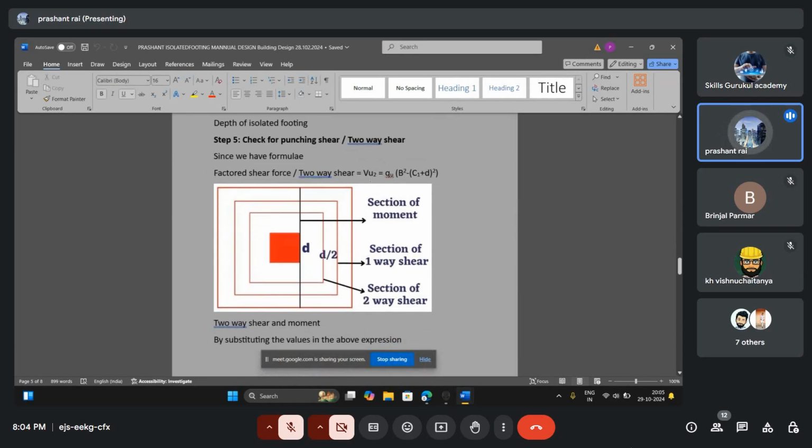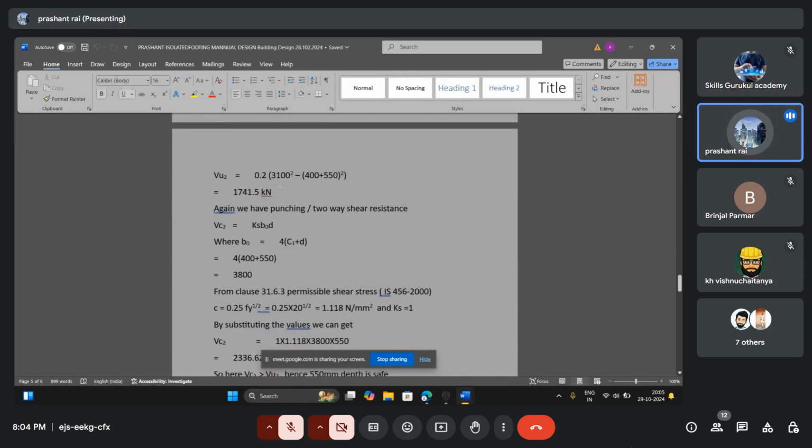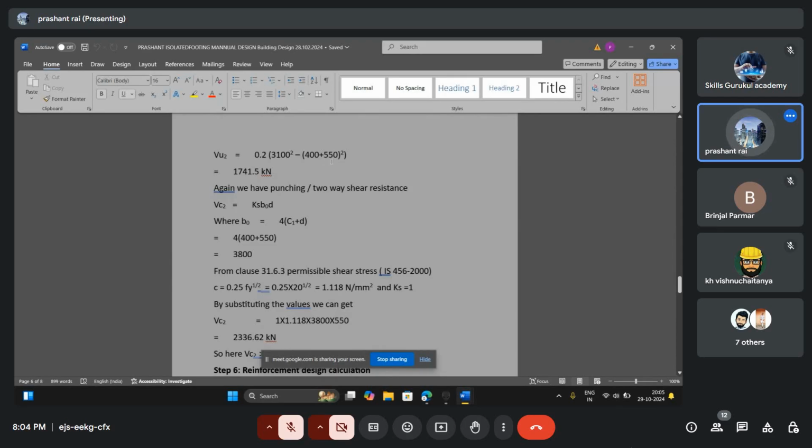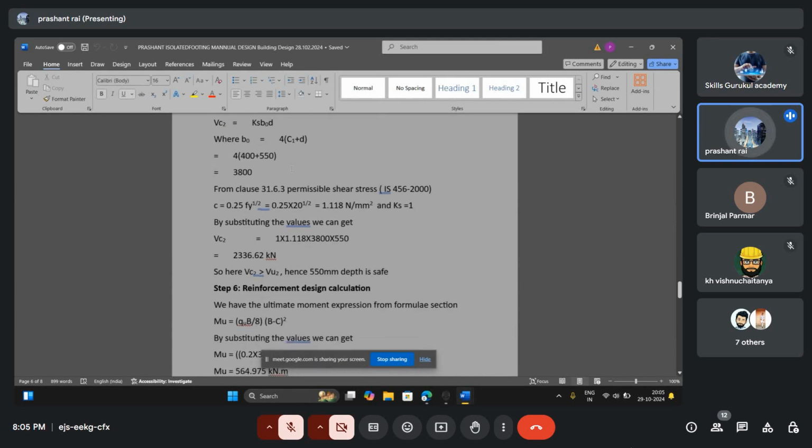I already explained what the VU2 and the Q B square formula is. Applying the values: VU2, Q is the soil bearing capacity, 3100 is the length or breadth of the footing, and 4 is the column size, 550 is the depth of the footing. And we got this value, 741 kilonewton. Again, we put this value into the punching or two-way shear resistance, so we got 3800.